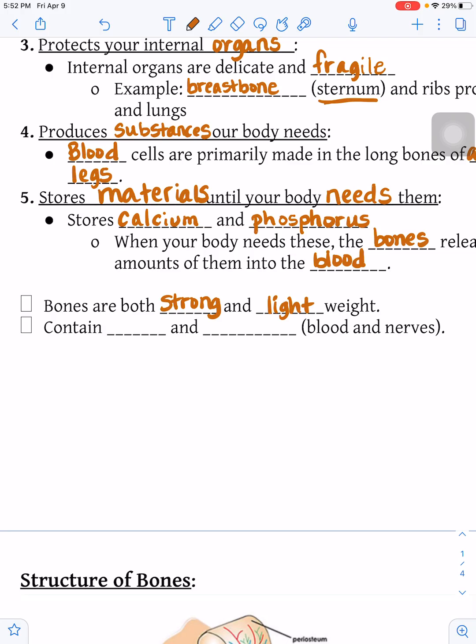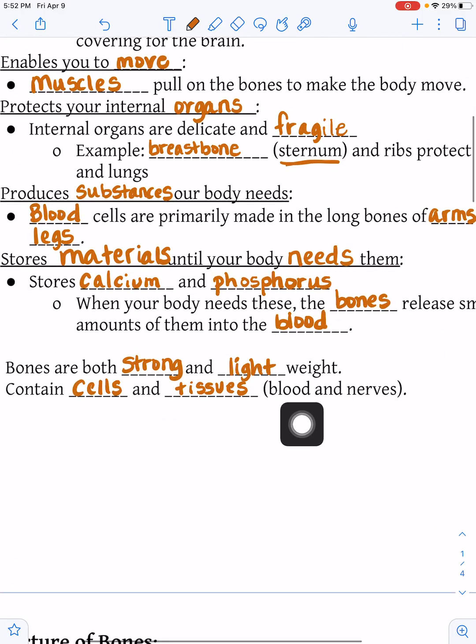And bones contain cells and tissues. Cells and tissues. Because they have cells and tissues, they will also contain blood and nerves.